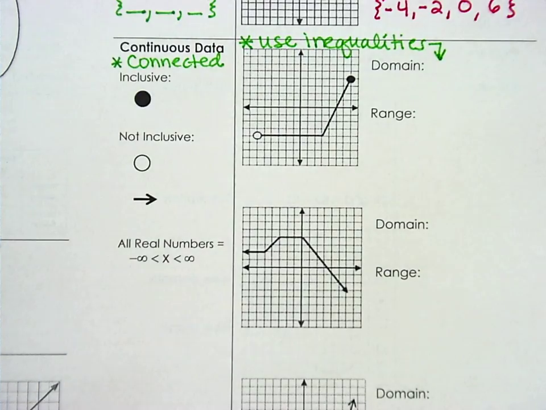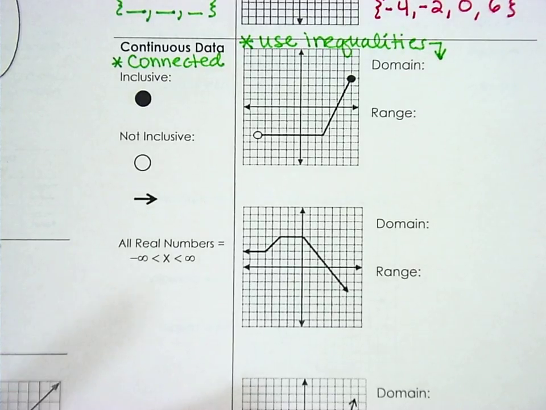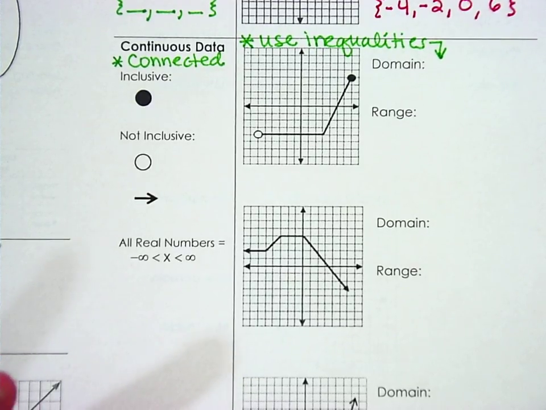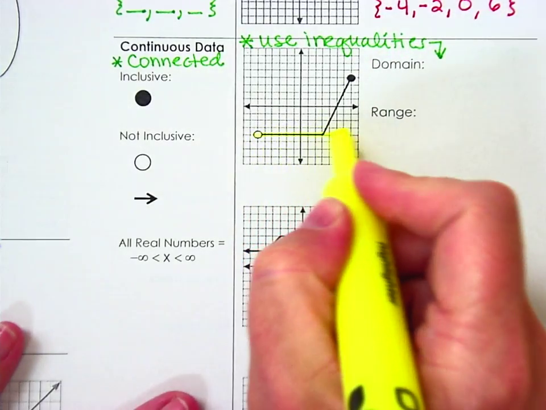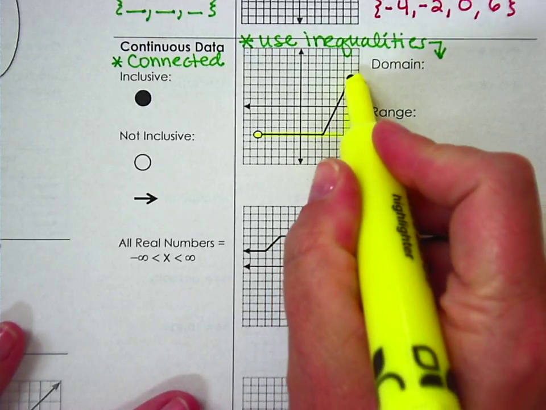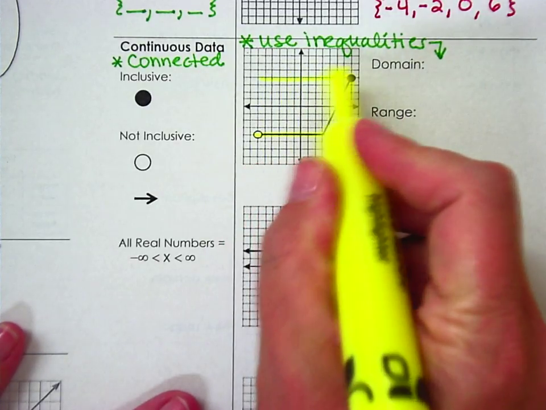Second semester, we're going to show you how to use what's called interval notation, also to write the domain and range for continuous data. But today we are going to use inequalities. What I like to do is get a highlighter, colored pencil, or marker, and box out the graph.